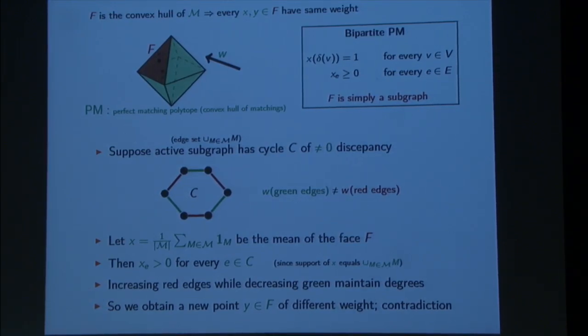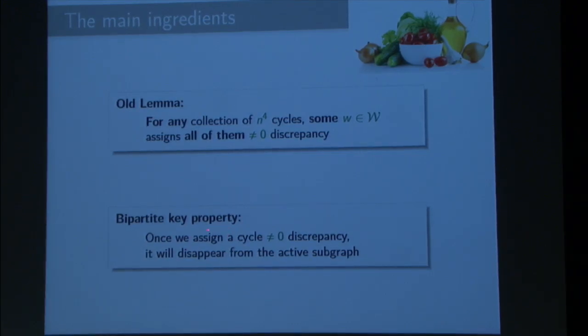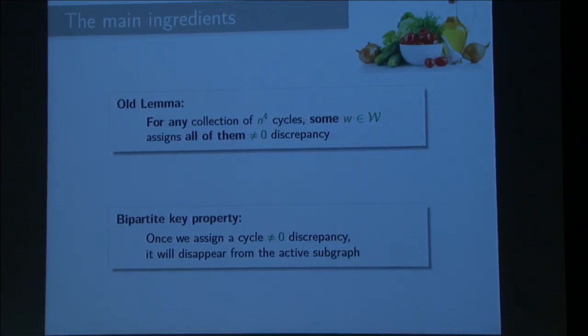Okay, so if you lost me in the last 2 slides, what you have to remember is that because of the bipartite property, once we assign a cycle non-zero discrepancy, it disappears from the active subgraph. And we have this old lemma that for any collection of n to the power 4 cycles, we can assign one of the weight functions from this nice family that has non-zero discrepancy.